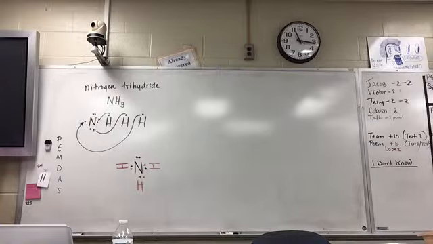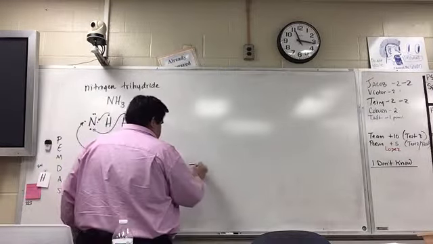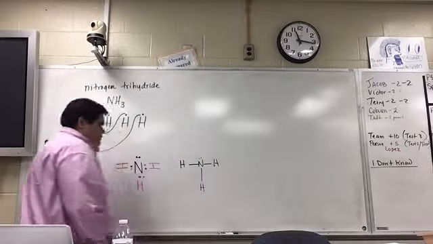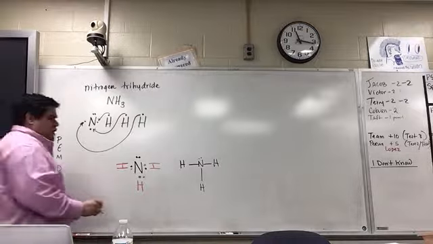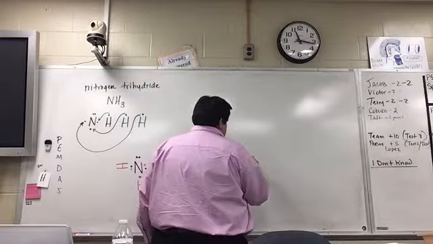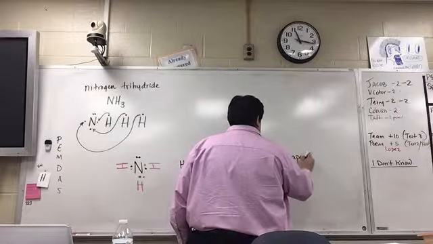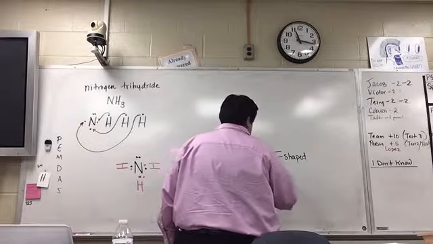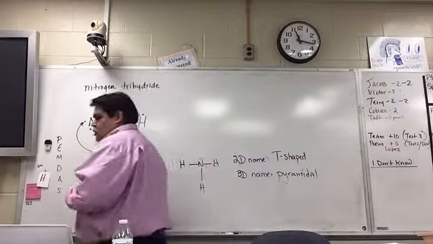And right now, if I drew the other Lewis structure, it would look like this. When you look at that Lewis structure, that looks like a what? Like a T. And guess what? In the two-dimensional name, so now we're going to get into something a little bit else here, this is called T-shaped. The three-dimensional name is not called T-shaped. This is called pyramidal.